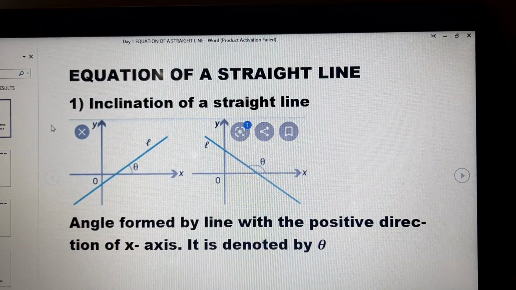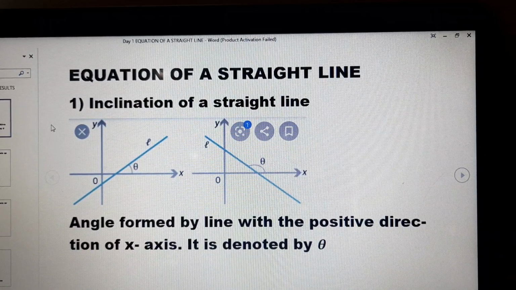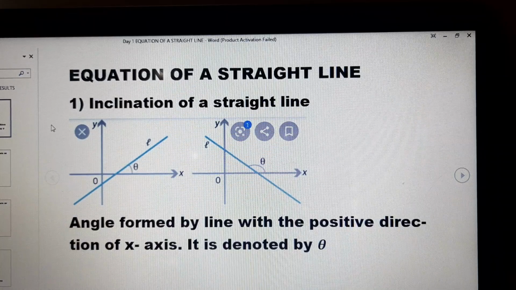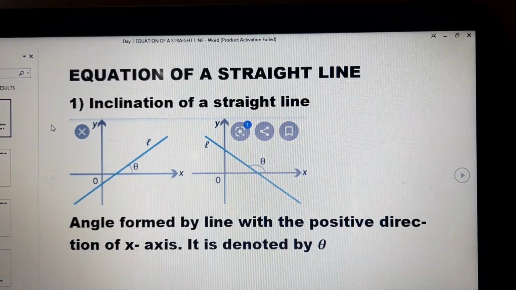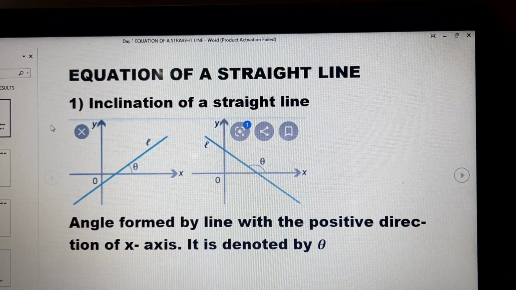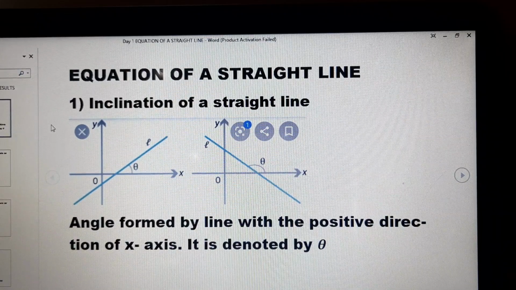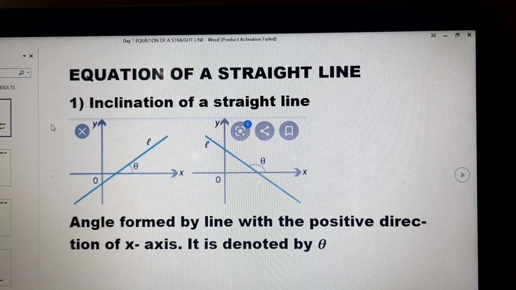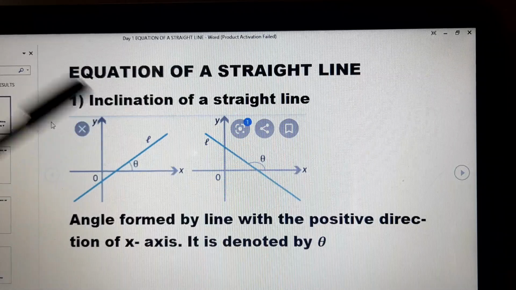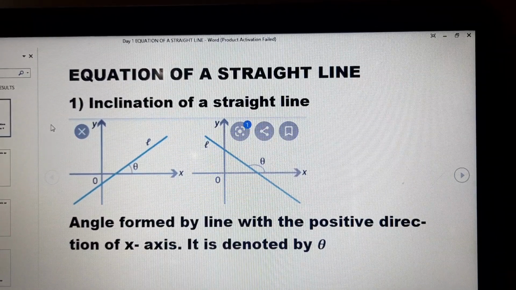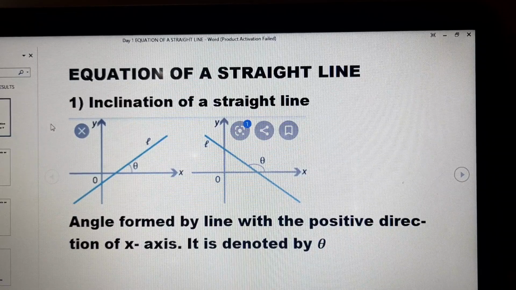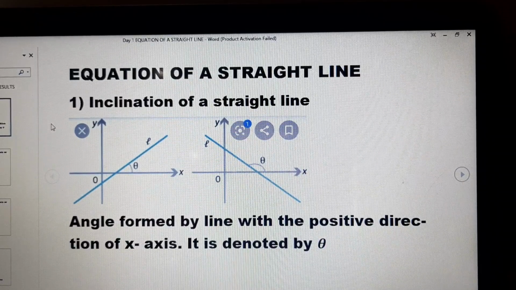First is inclination of a straight line. Inclination, as the name says, that it will be an angle. So when we are going to measure the inclination of a straight line, it will always be measured from the positive direction of x-axis. This is x-axis. Positive direction is this way. It means it is anti-clockwise. Are you getting it? It is anti-clockwise. We are going to measure the angle.